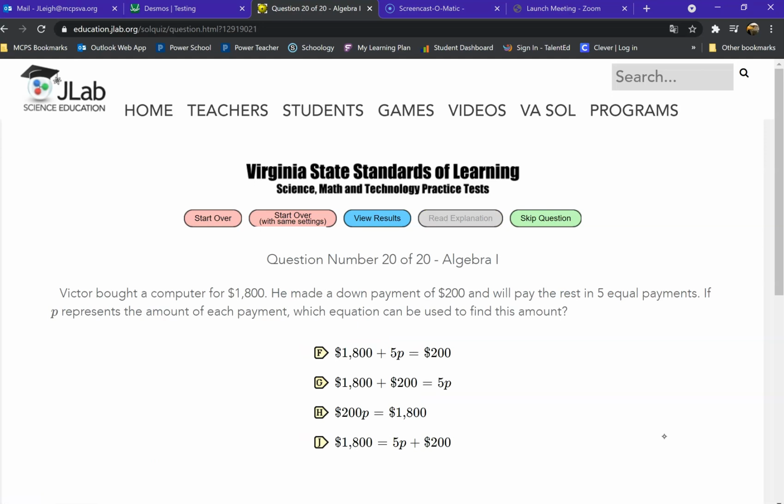All right, last question. Victor bought a computer for $1,800. He made a down payment of $200 and will pay the rest in 5 equal payments. If P represents the amount of each payment, which equation can be used to find this amount? My goodness, let's take a minute to look.